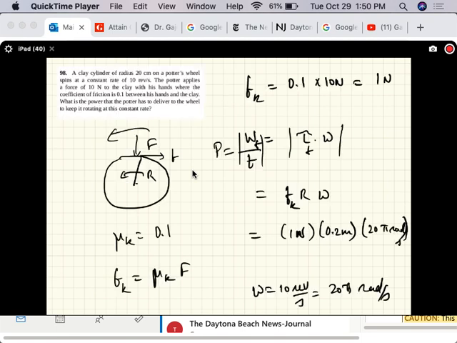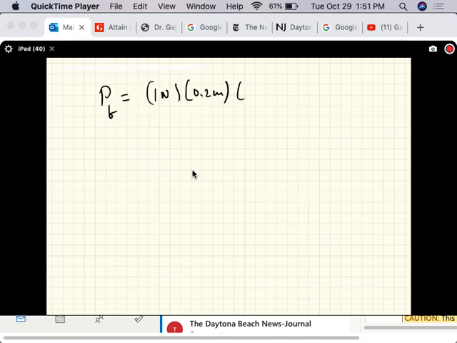I'm just rewriting this down. 20 pi radians per second. So that's about 4 watts.